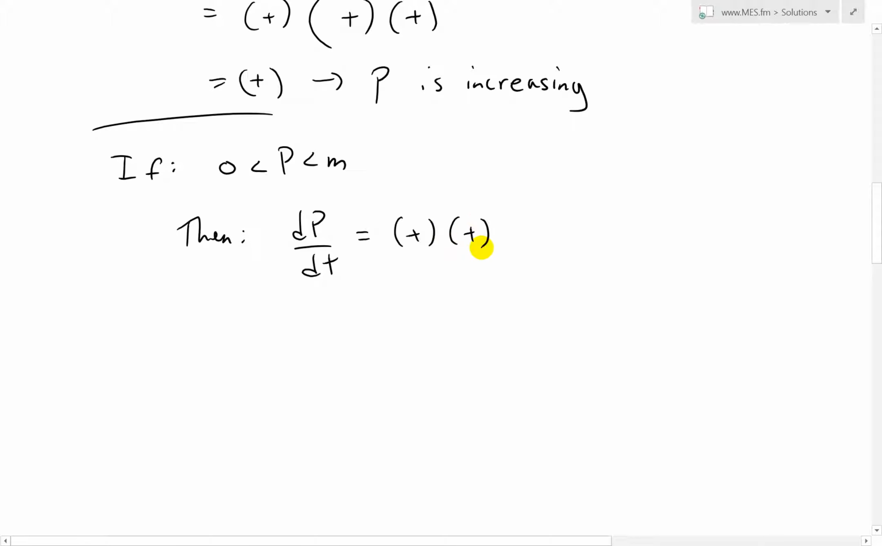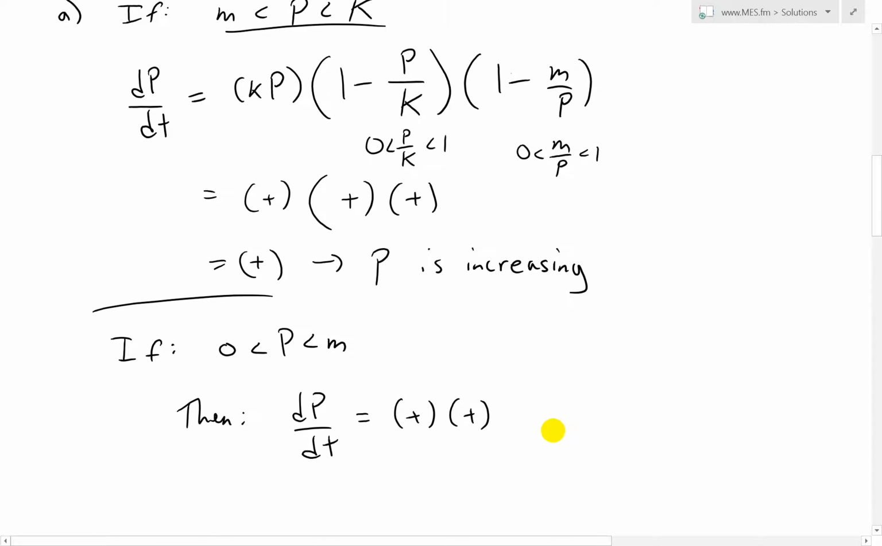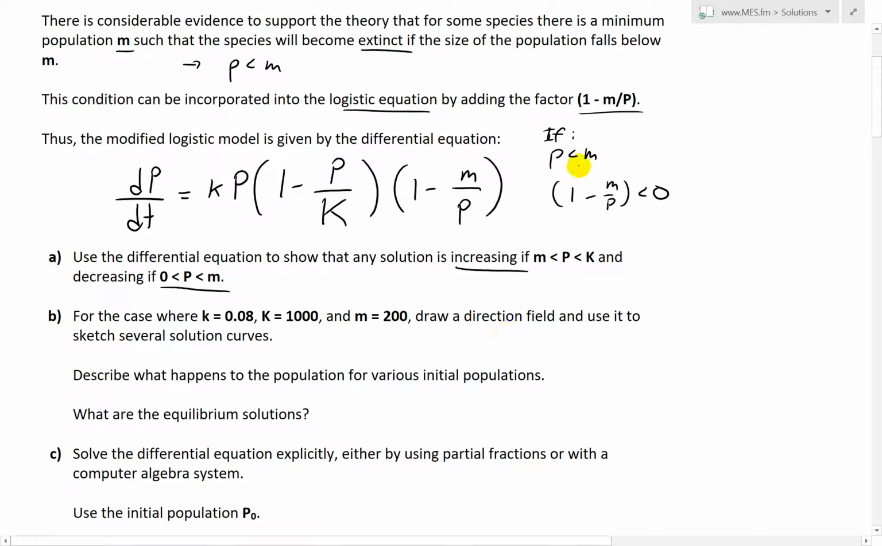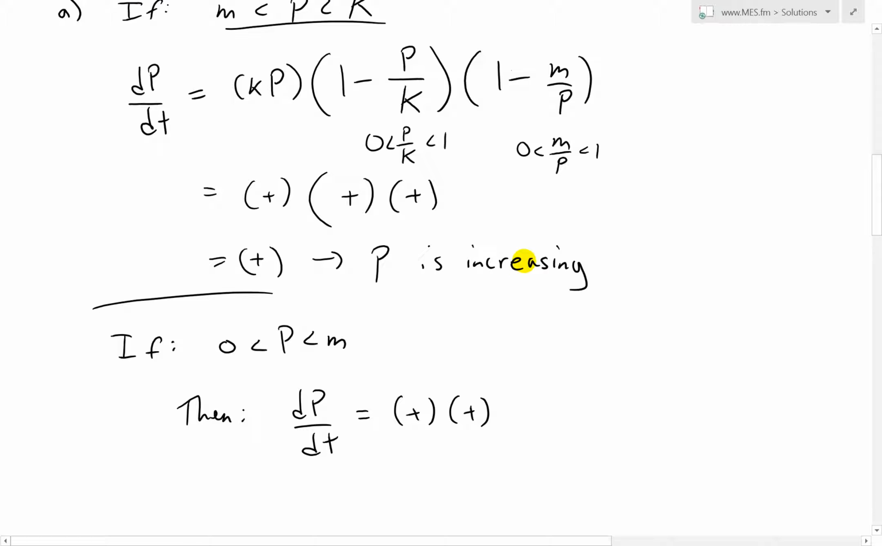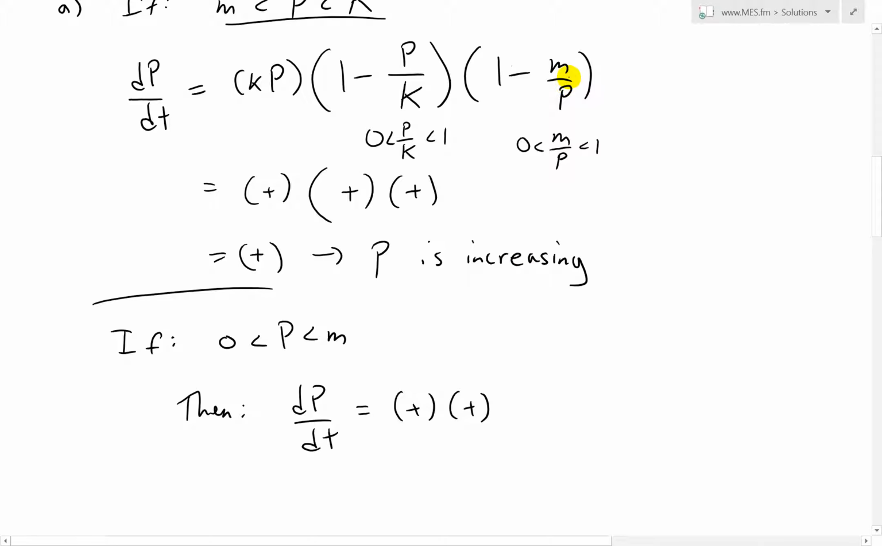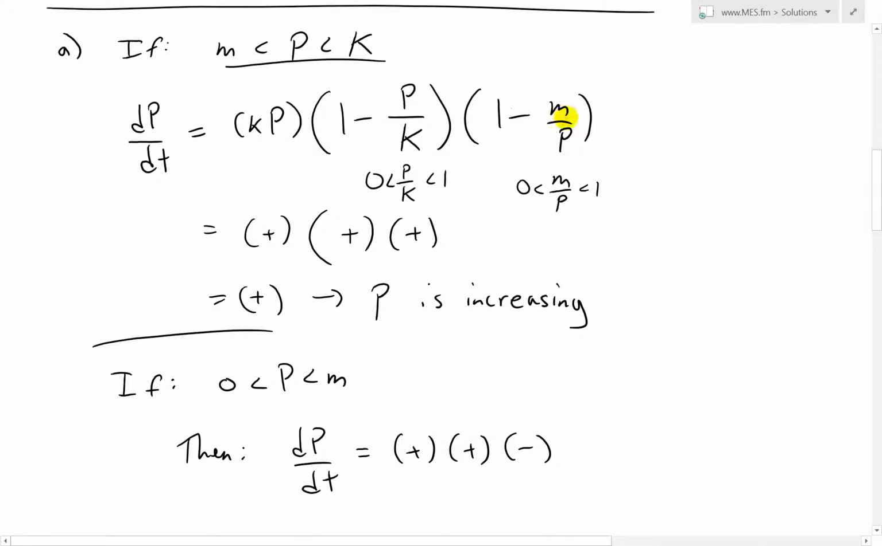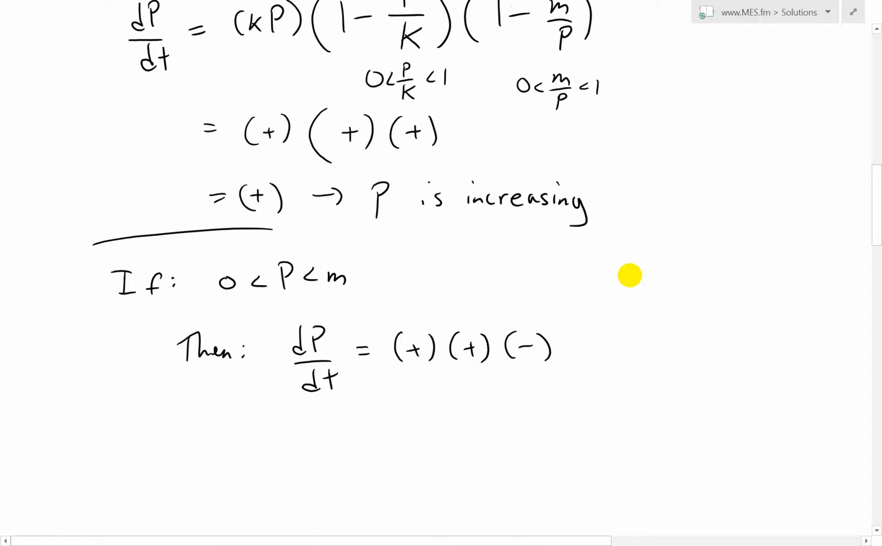So we have positive, and then the last part right here, if p is less than m, and I already explained that here. If p is less than m, this is less than 0, as I explained earlier, because this fraction is going to be greater than 0 in this case. So this is going to be negative. Because p is less than m, a number divided by a number less than it is positive.